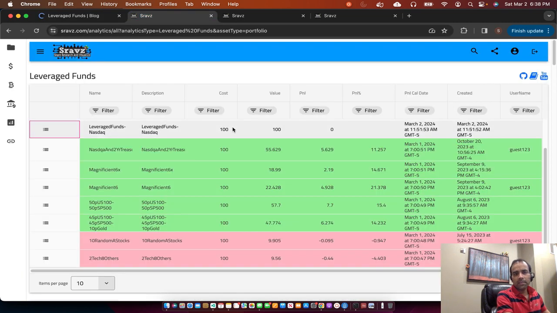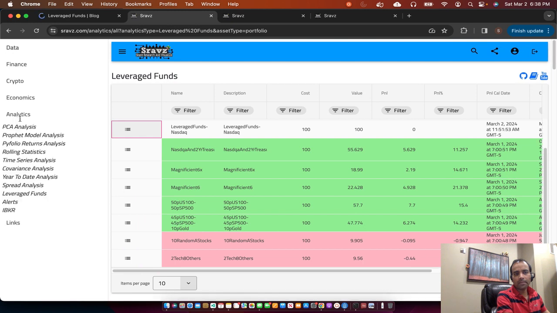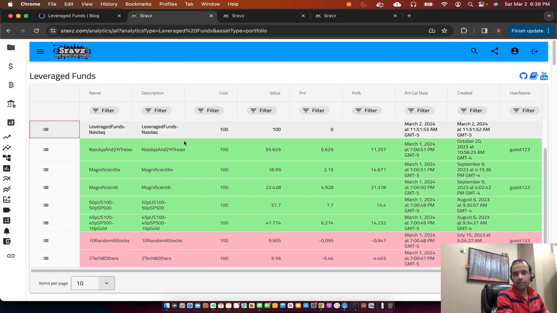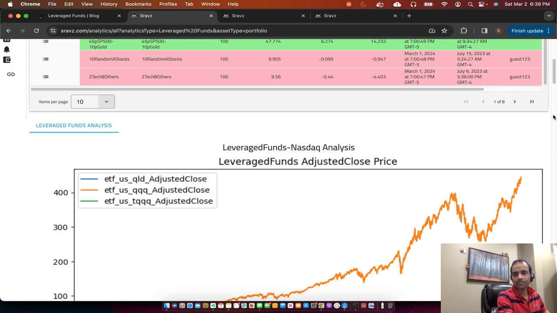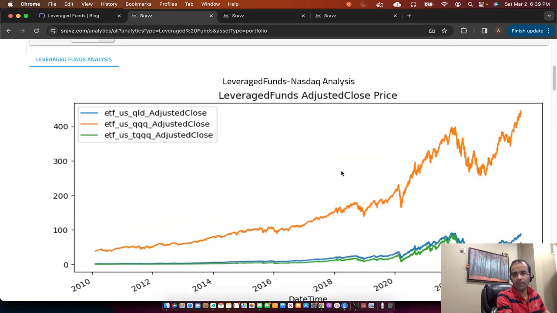So this is the leveraged funds screen. You can access it by going to the analytics page, leveraged funds. Once you click on the leveraged funds, it will show the portfolios. Leveraged funds will start with leveraged funds hyphen Nasdaq. In this case, we are analyzing the Nasdaq leveraged funds. Click on that, and then it will show the fund screen.